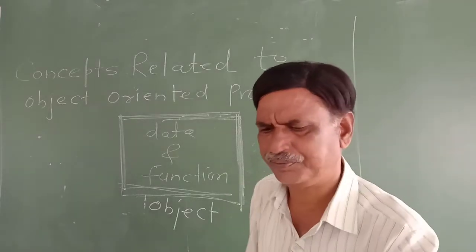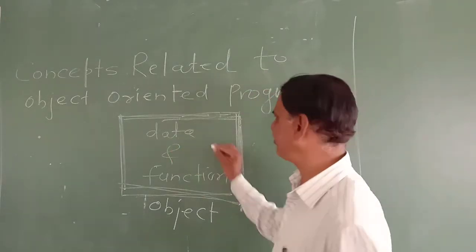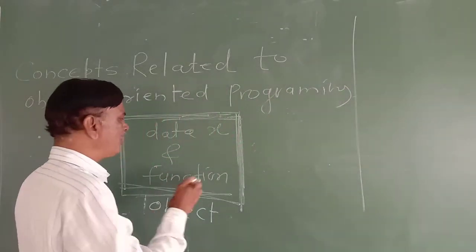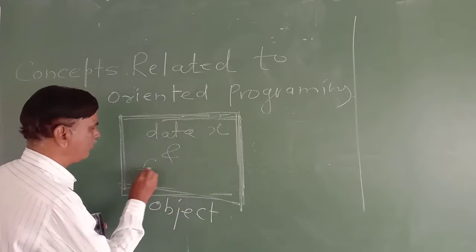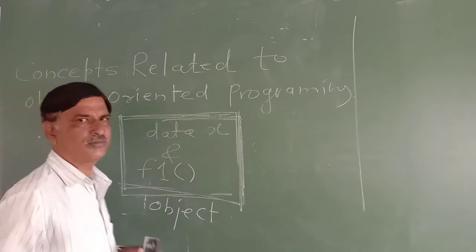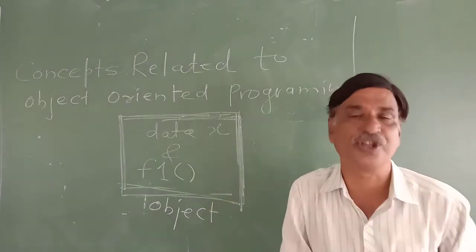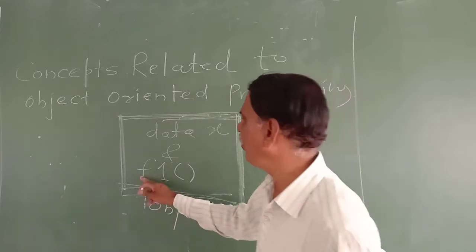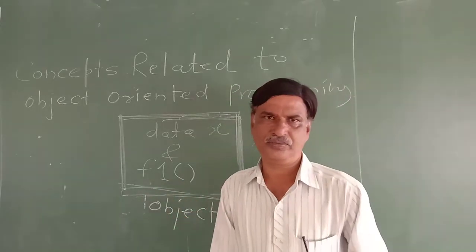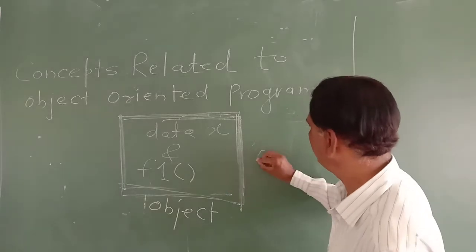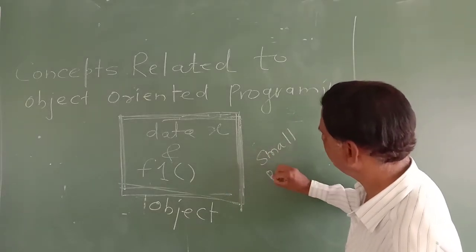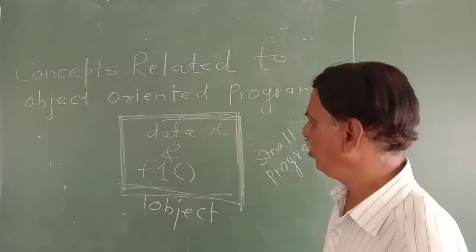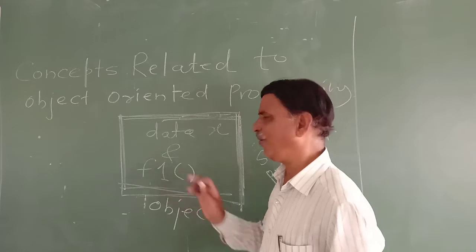So what will happen? Suppose data is x and function is f1. Now you can ask the question, what is a function? Function f1, open parenthesis, close parenthesis. f1 is the function, and a function is nothing but a small program. So data x, function f1.